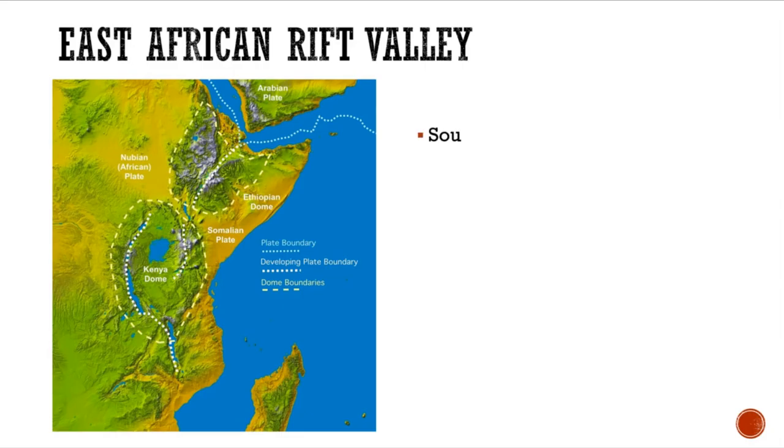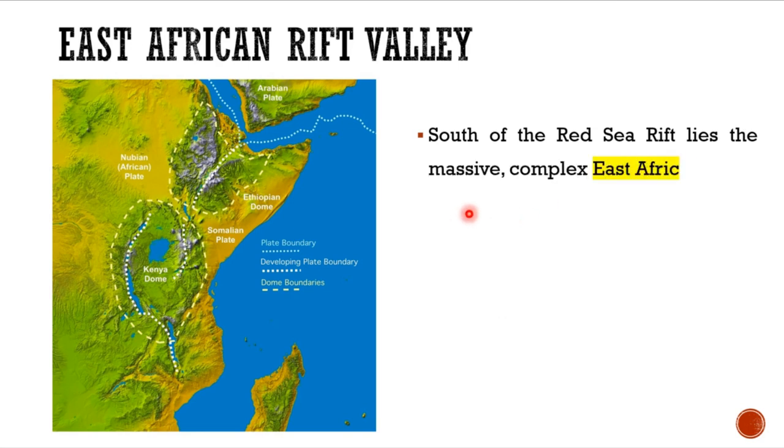East African Rift Valley. South of the Red Sea Rift lies the massive, complex East African Rift. This is the Red Sea and here is the East African Rift. Throughout the East African Rift, the continent of Africa is splitting into two. The African plate, sometimes known as the Nubian plate, carries most of the continent, while the smaller Somali plate carries the Horn of Africa.